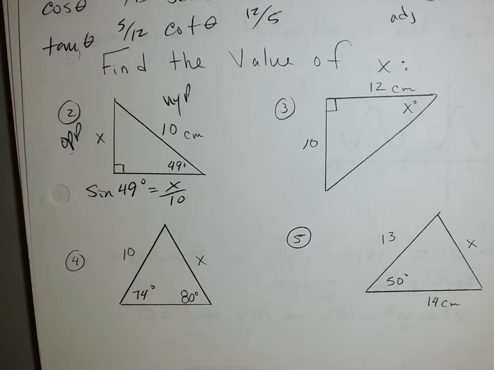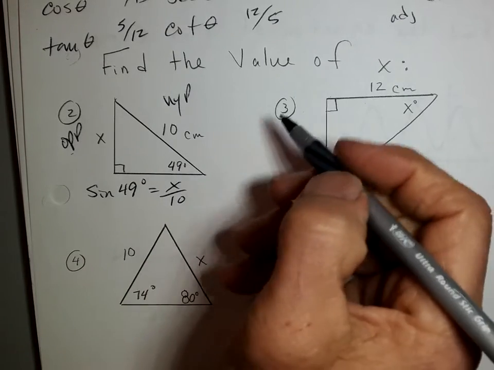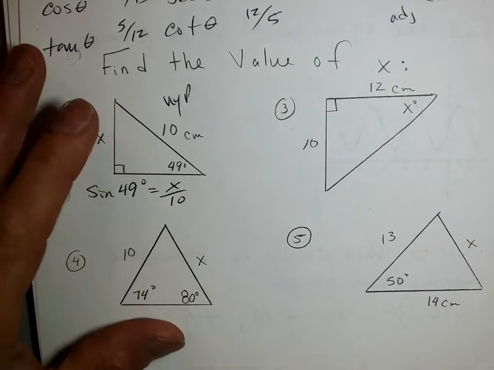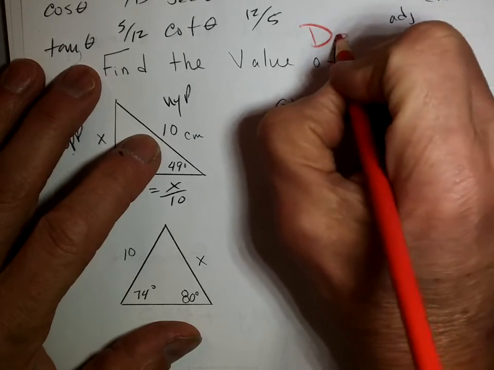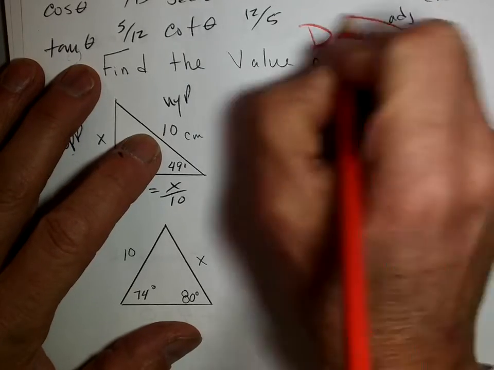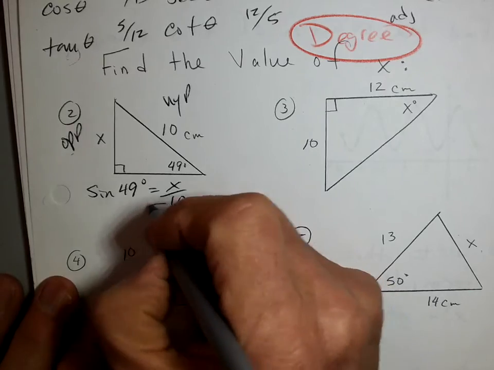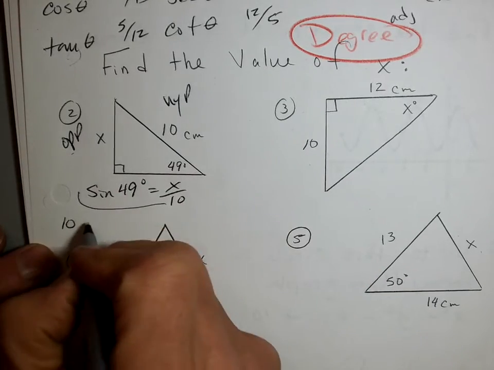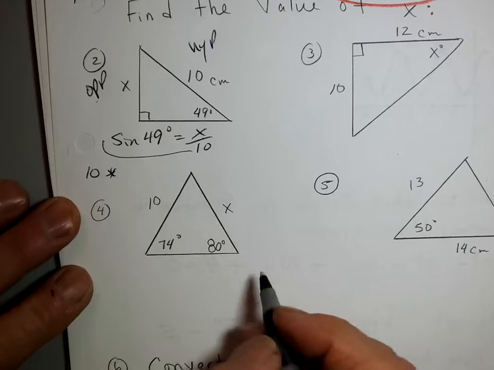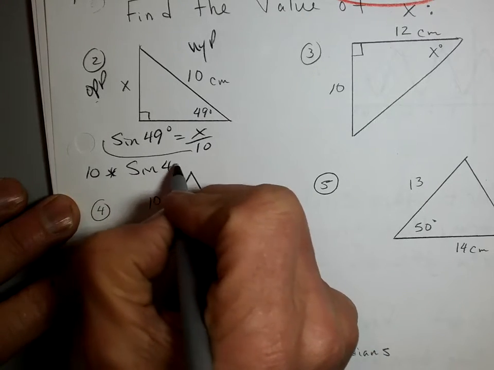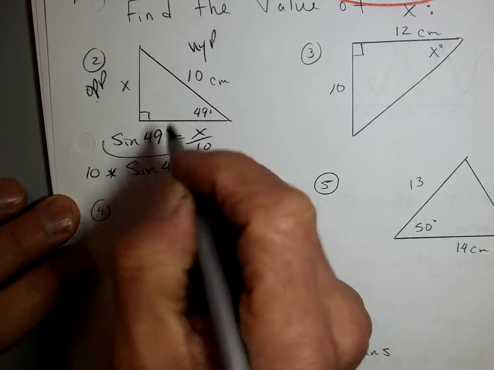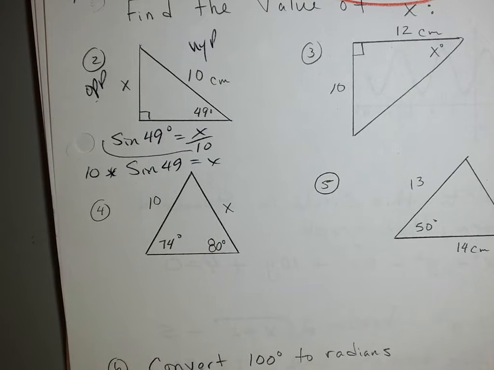Now we've got to make sure we're in degree mode. So make sure you're in degree mode. Check your calculator, because if you're in radian mode, you're going to do the right problem and get it wrong. Okay. So I'm just going to multiply up the 10 then, and I'm going to go 10 times the sine of 49, and that's the value of x. Just going to go 10 sine 49, and I get an answer of about 7.5.